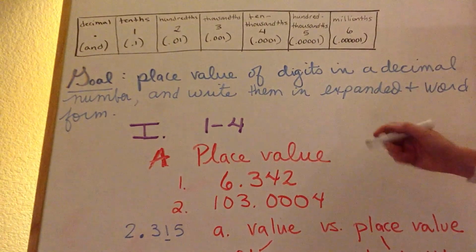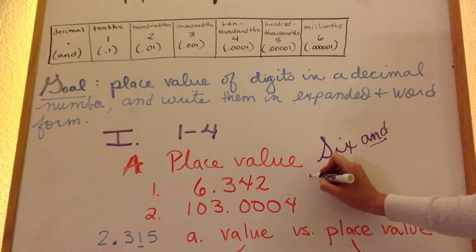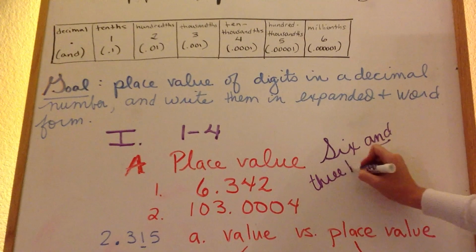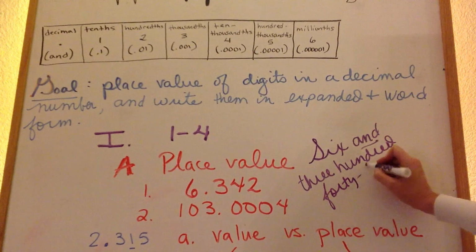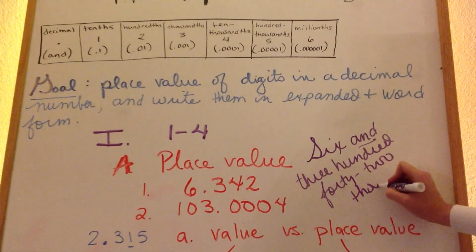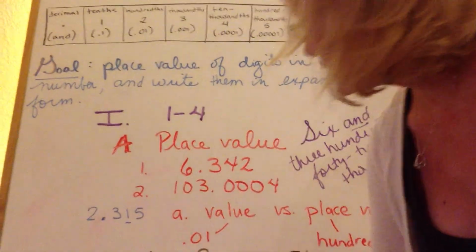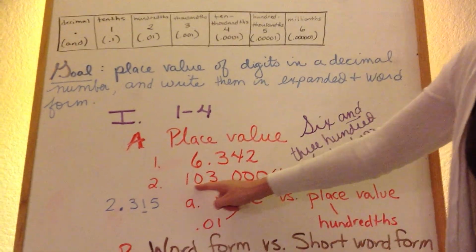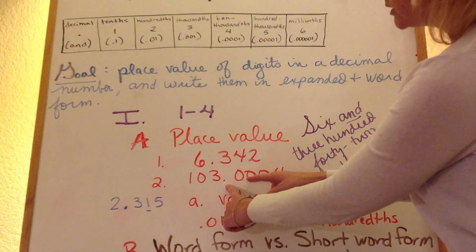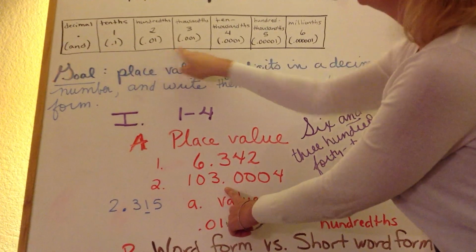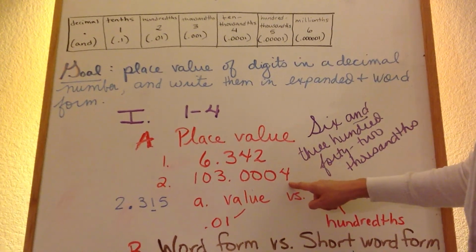I'm going to write that out. 6 and decimal point 342 thousandths. That's the place value. This number is 103 and, oh, we've got to count again. 1, 2, 3, 4. 1, 2, 3, 4, ten thousandths. 103 and 4 ten thousandths.